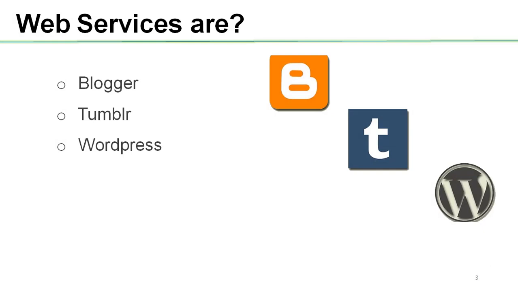Here are three web services which are available on the internet. First is Blogger, second is Tumblr, and the third is WordPress. But now we are going to talk about Blogger, and later on I will also make videos on WordPress, but for right now we are going to stick to Blogger only. So how can we access the Blogger service? By going to www.blogger.com, and after having this URL we can go through the links, and onward we can create a blog.